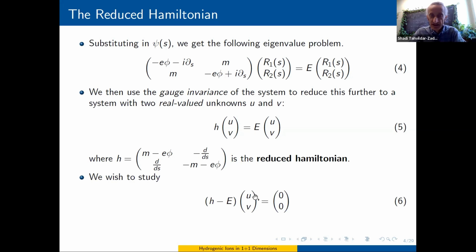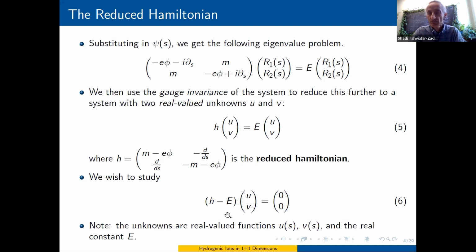So now we are looking at the kernel of a certain operator, h minus e, and we want to find the real values e for which this has a non-trivial kernel among, say, the square integrable functions.